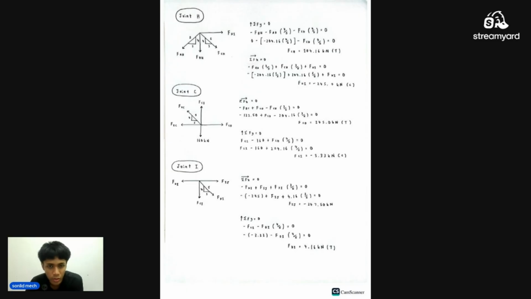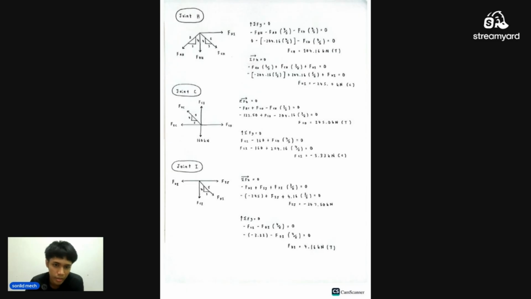Next, we move to the joint C. And we can find the value of FCD here, which is we use the total Fx equals to 0. Insert all the values we get from this information and we got the value of FCD 245 kilonewton in tension. And then we can get the value for FCI using the total of Fy equals to 0, and the value is negative 3.33 kilonewton in compression.